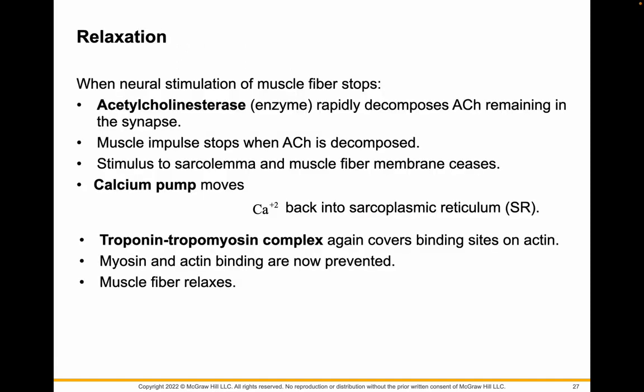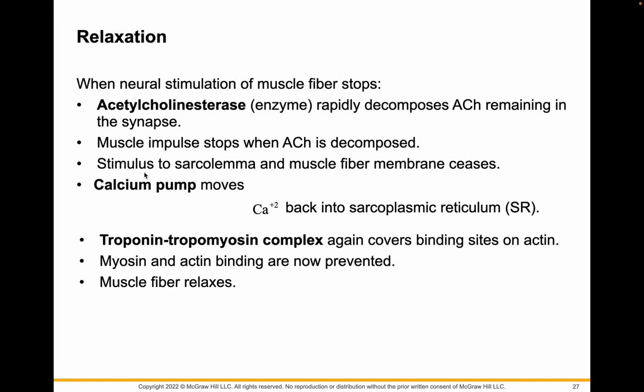So how do you relax? A few things, right? We know we're going to have ATP to undo the myosin heads from the binding sites, but you've got to go to the beginning. What caused all this contraction to occur? It was the release of that acetylcholine in the synaptic cleft that caused this chain of reaction. So acetylcholinesterase is an enzyme. Remember, anything that ends in ACE is an enzyme. And it decomposes the acetylcholine that's found in the synapse so that it won't keep this contraction going. The muscle impulse stops when that acetylcholine is decomposed.